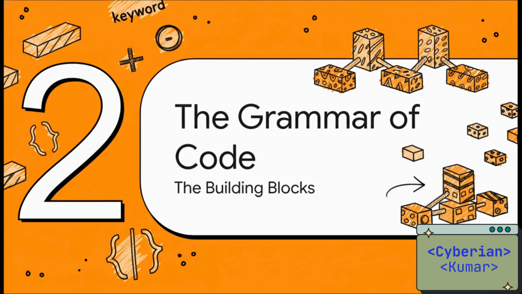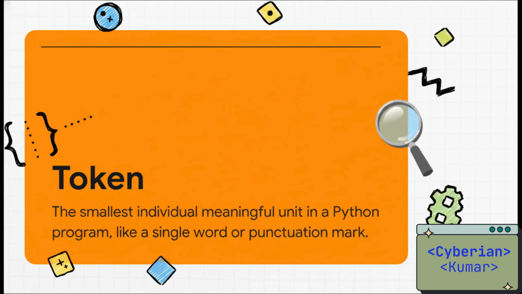All right, let's get into the real grammar. See, just like our sentences are made up of words and punctuation, every single Python program is built from smaller, meaningful parts. And these little parts are called tokens. A token is the absolute smallest meaningful piece of your code. Think of it as the atomic unit, the single Lego brick of your program. It could be a word, a number, a symbol. If it has a specific meaning to Python, you can bet it's a token.